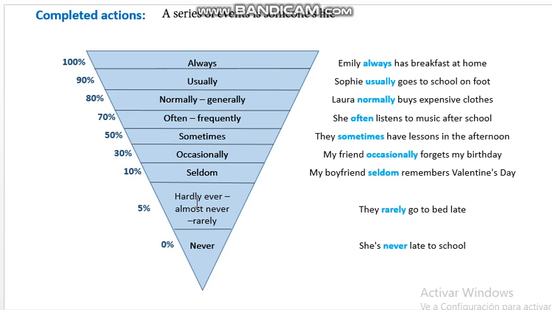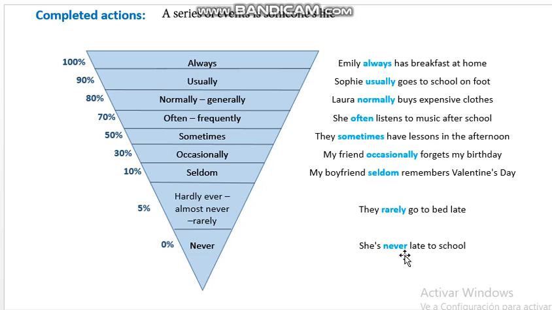Then we are going to go to the adverbs near the last one, which is never. There are three in this step. We have hardly ever, almost never, and rarely. These three adverbs mean the same. They have 5%. They rarely go to bed late, or as we say, they almost never go to bed late, or they hardly ever go to bed late, which is the same. And the last one, which is never, is 0%. She is never late to school. Okay?